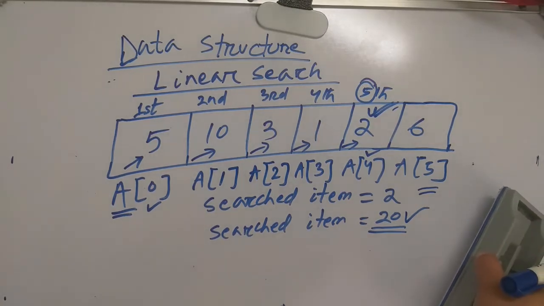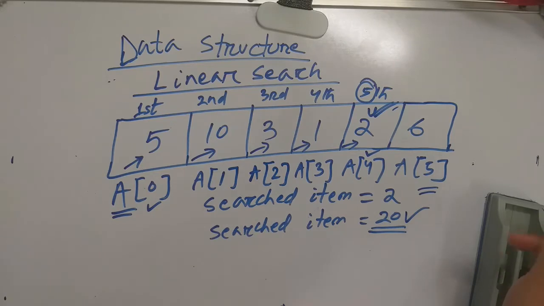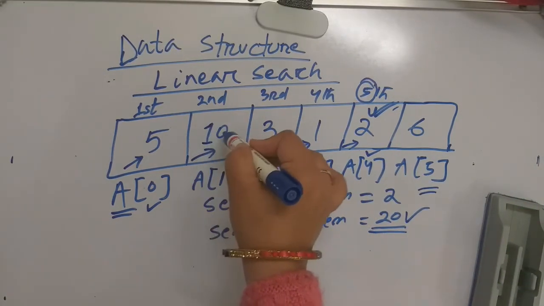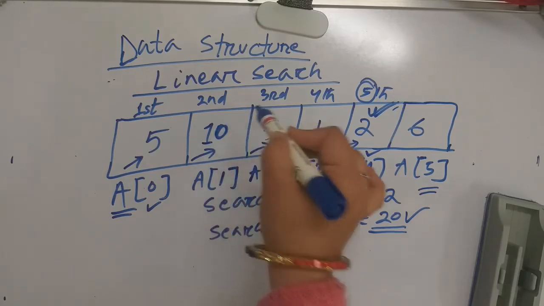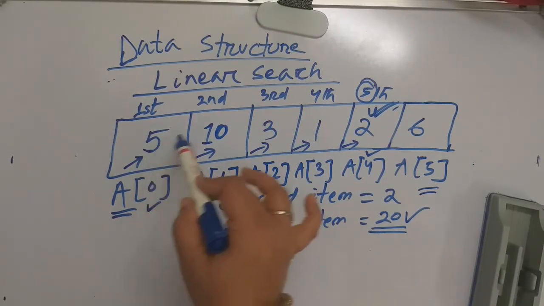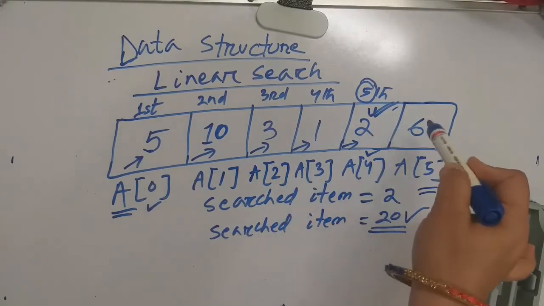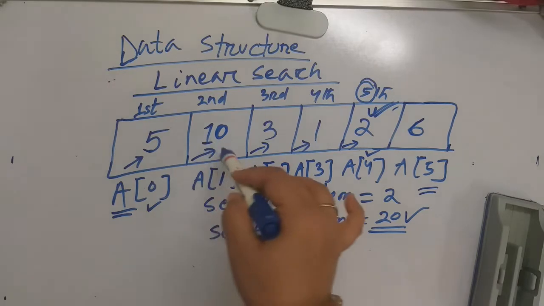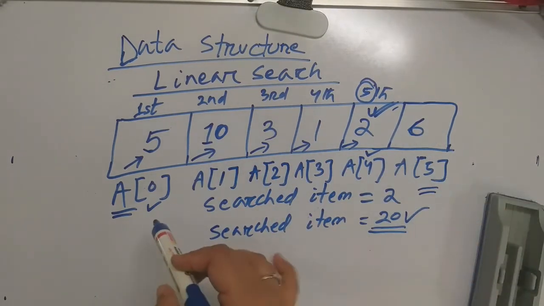Okay, so what is the algorithm for that? How do we write the algorithm? If we give this type of example, then it's okay for you. Look at this: 5, 10, 3, 1, 2, 6. Once again I am telling the same thing. That means these number of elements are present in the list.